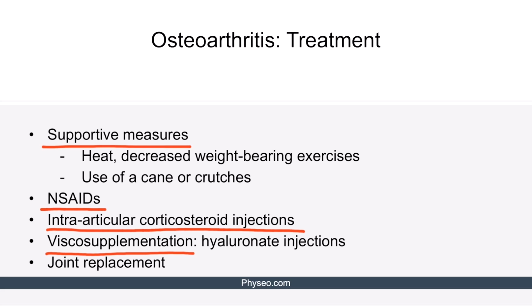A glycosaminoglycan with the function of increasing the viscoelastic properties of normal synovial fluid. Recent studies show good pain relief, but results are variable. Lastly, joint replacement should be considered if pain control is not achieved.